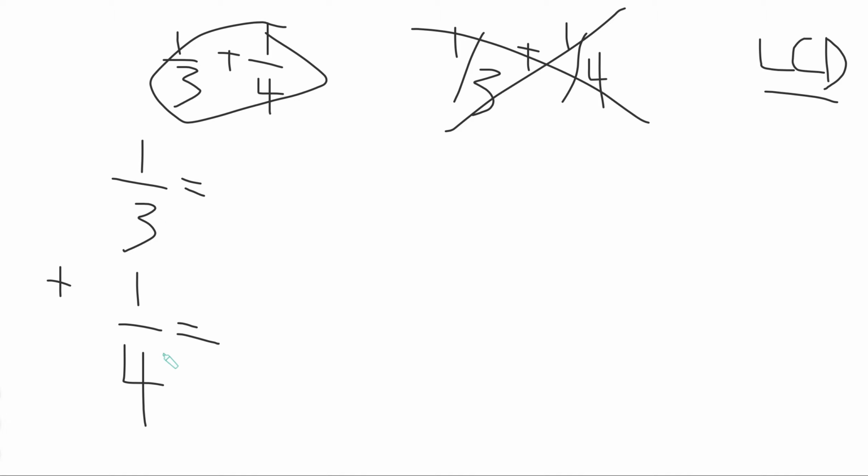So the process is to start with the largest denominator, so 4. Check to see if the other denominators go into 4 evenly. 3 does not go into 4 evenly. There's a remainder, right?